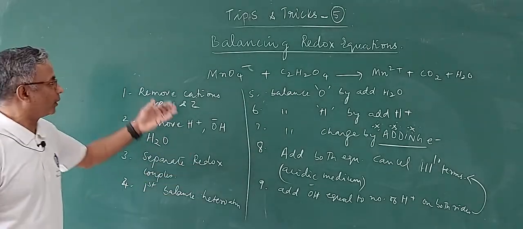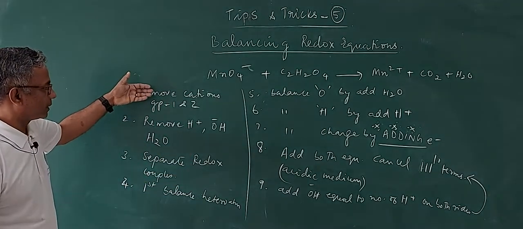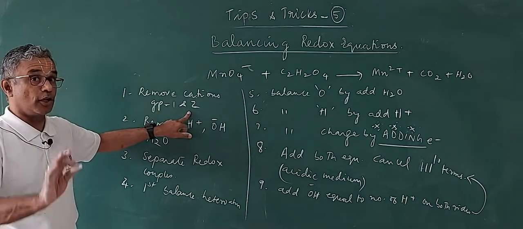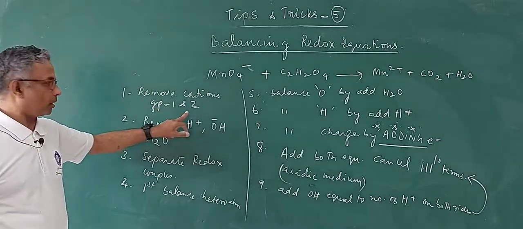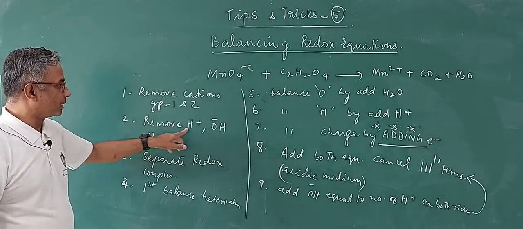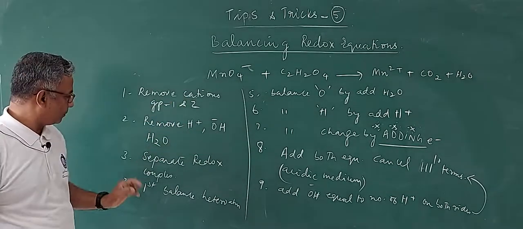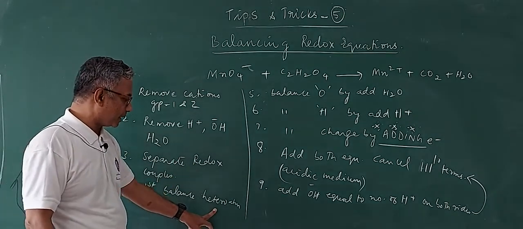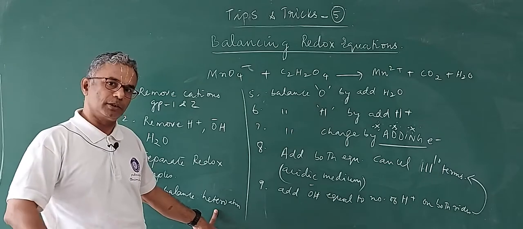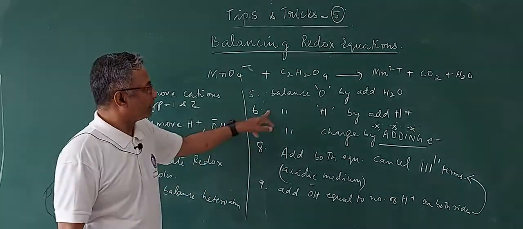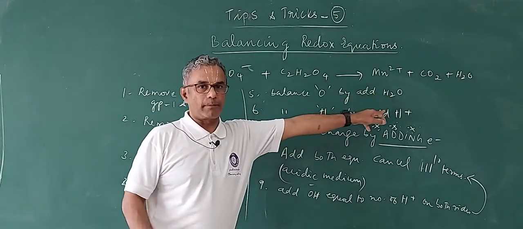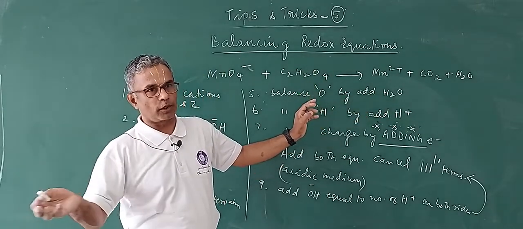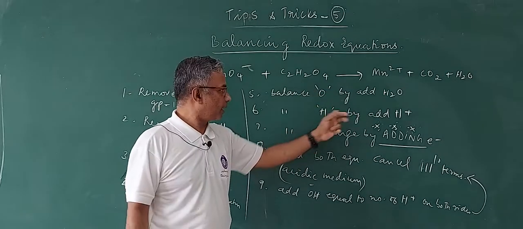I will just quickly go through the steps that you need to follow. First, remove the cations, especially group 1 and 2, but not D block or P block. Remove H plus, OH minus, and water from the equation. Then separate the redox couple. Then first balance the heteroatom, that is atoms other than hydrogen and oxygen. Then balance O by adding water. If you have to balance 2 O on the other side, add 2 water molecules. 3 O means 3 water molecules.